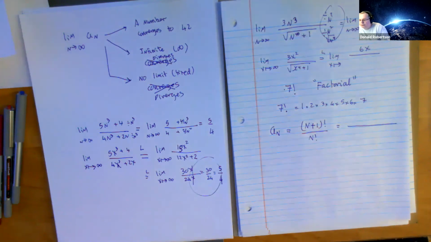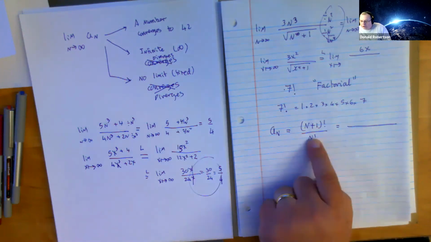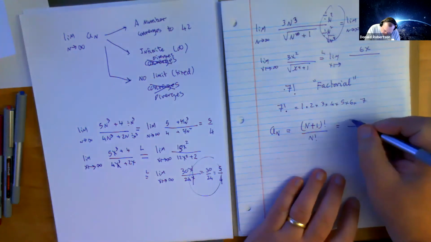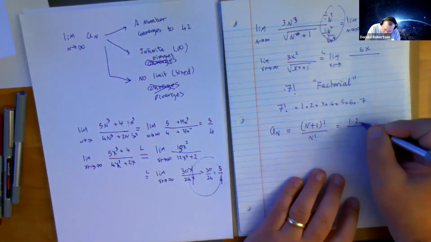Dividing top and bottom's probably not going to work. I could certainly put in 1, 2, 3, 4, 5 and have a look at what the answer looks like. And if I did that, you'd find out it diverges. But instead, I'm going to do it old school.